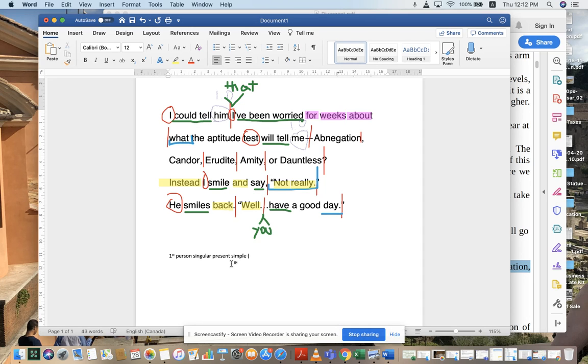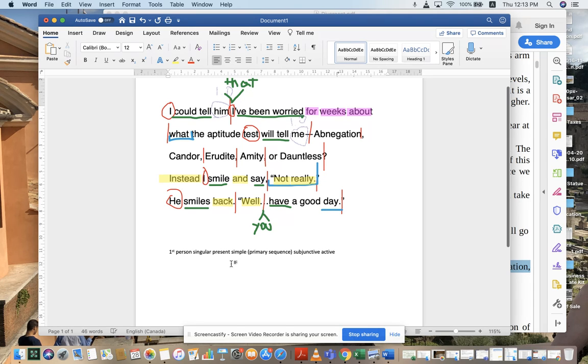Now, in English, that really doesn't matter all that much. But when we're looking at other languages, especially Greek, Latin, Italian, or Spanish, that matters because the ending of your word, of your verb, is going to be different. So primary sequence, and then we have subjunctive. And yes, it is active, not passive. Okay, perfect.